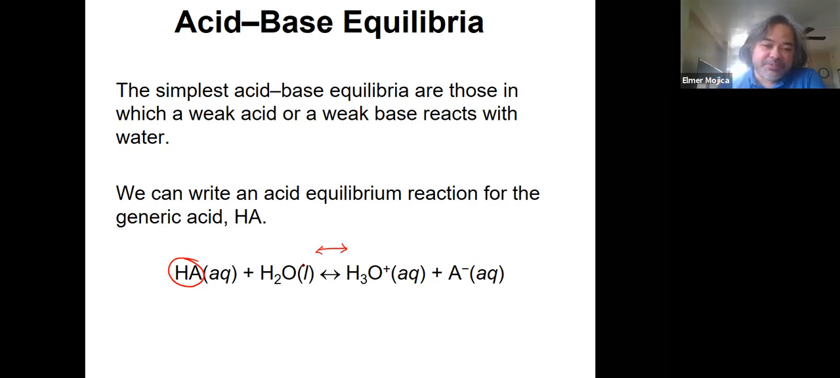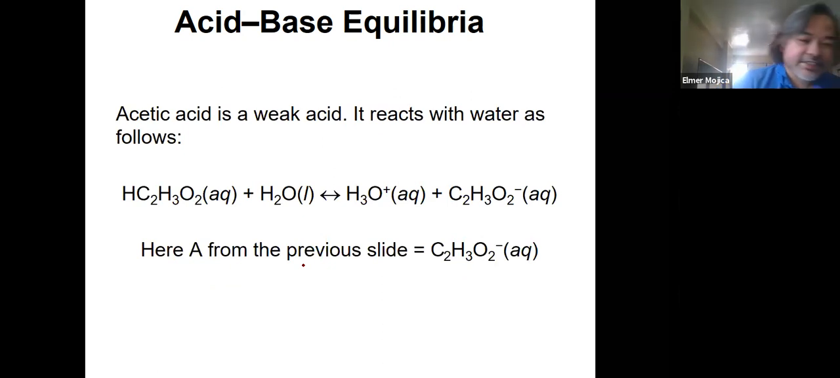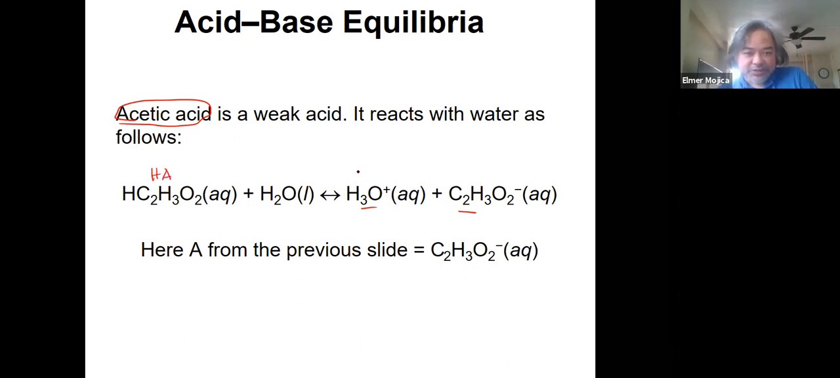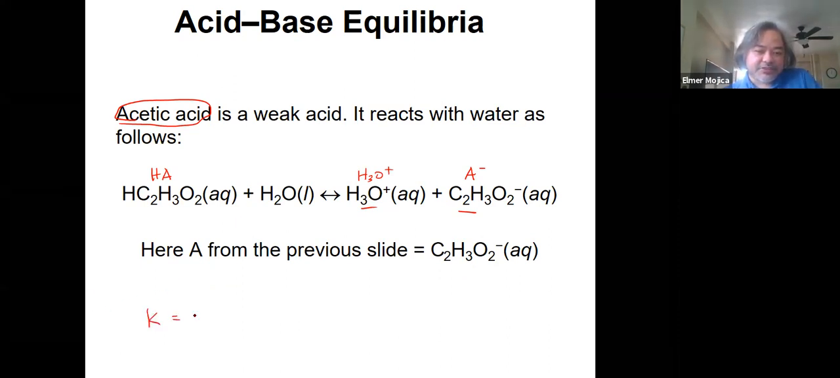If we have a specific weak acid that we can use here, we could say the acid that we can find in vinegar. When it reacts with water, it produces a hydronium ion and acetate. This is the generic one, HA, so when you have HA, you have H3O+ and A-. And if we look at the law of mass action, we're going to write it like this.